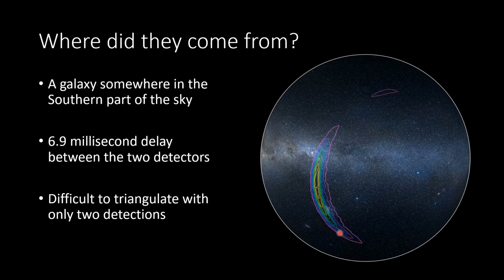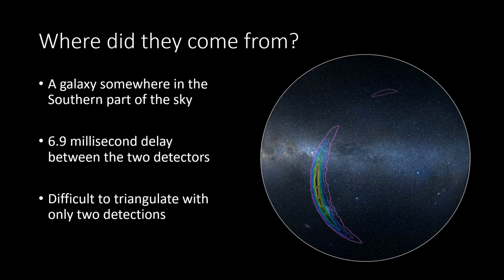And this is a tremendous region of space, right? There's probably 100 billion galaxies or so in this region. So we really don't know exactly where the black hole came from. But we can do our best. The way that they do this, by the way, is they look at the delay between the two detectors and also which arms have the stronger signal. And that will allow them to generally get a region of sky.